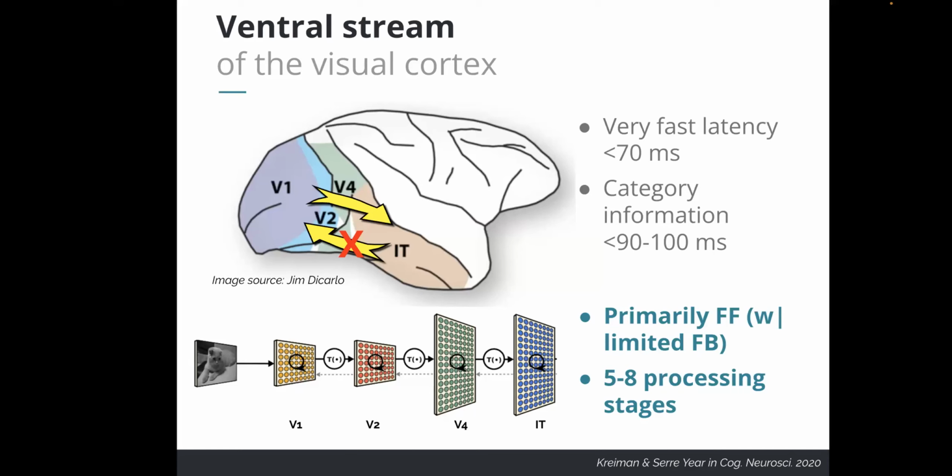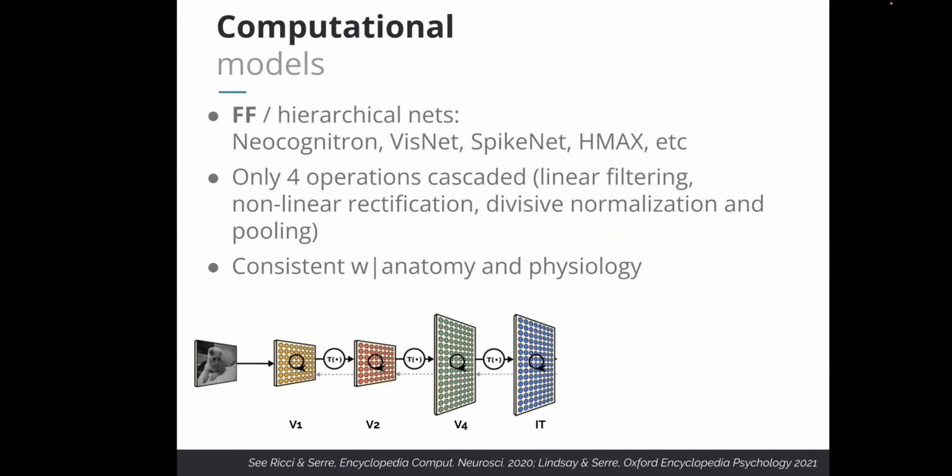Something to keep in mind when we look at the anatomy and physiology of the visual system: it's not easy to come up with an approximation of the number of processing stages, but most visual neuroscientists would agree that somewhere around 5 to 8 processing stages is what is needed for the visual system to solve this type of rapid categorization problem.